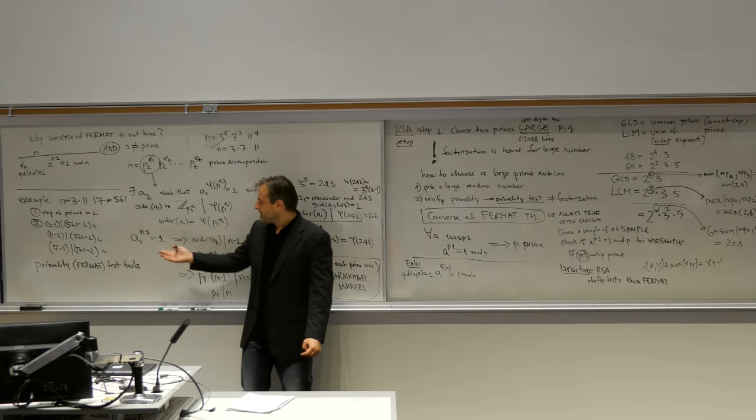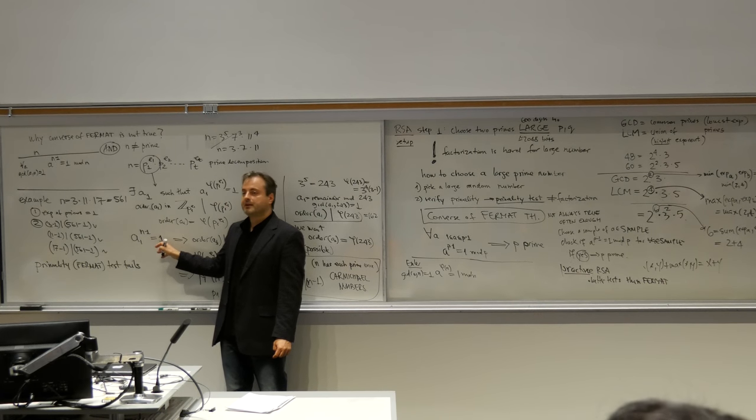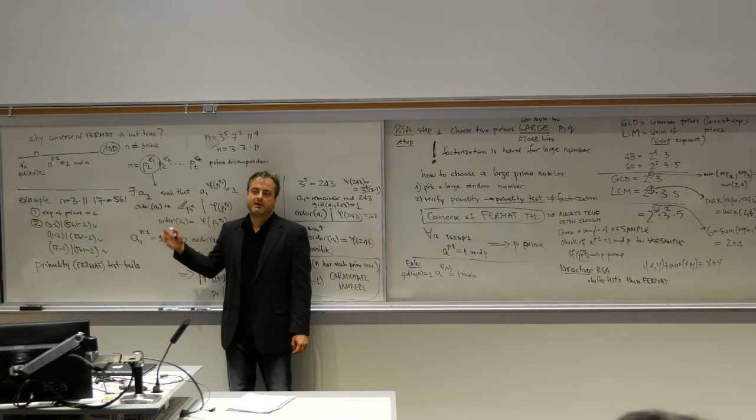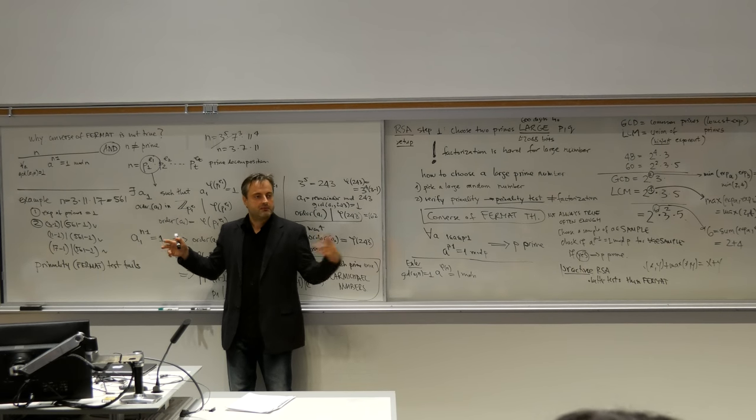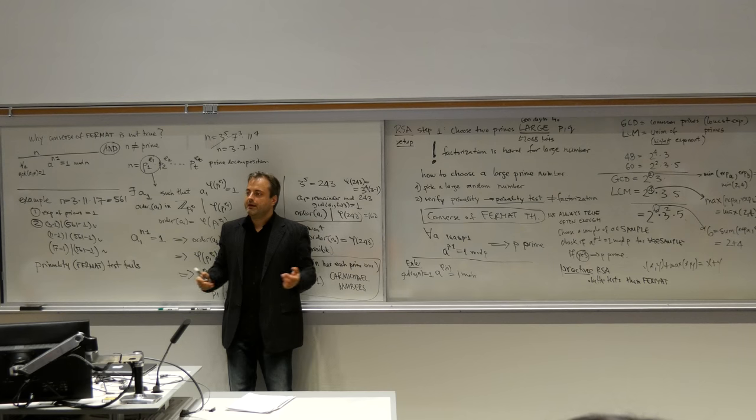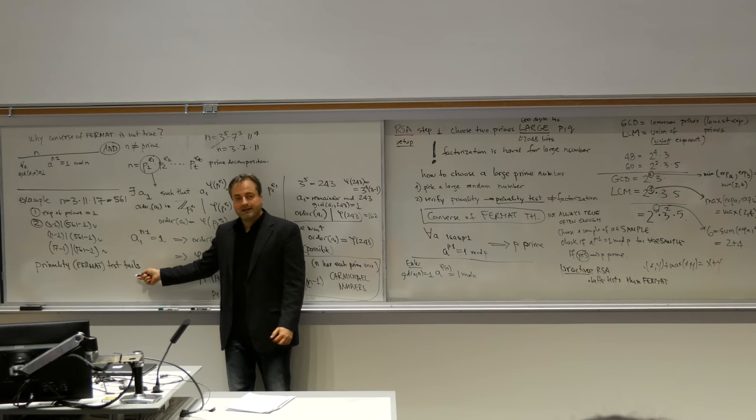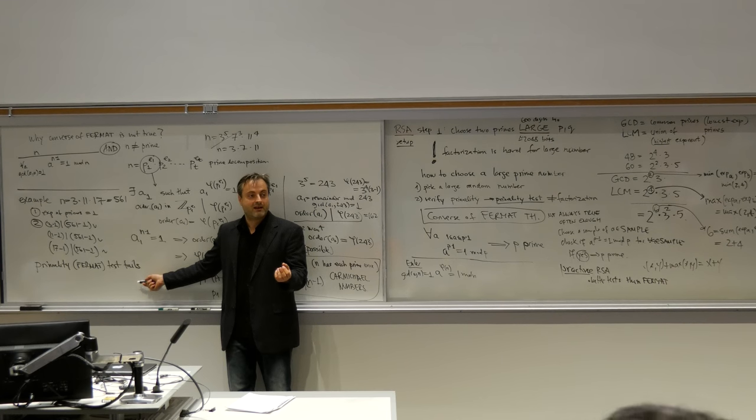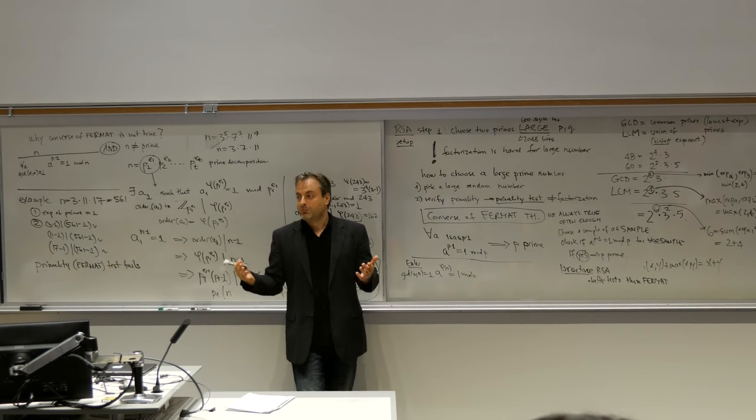Much more often, the primality test would fail because I don't get the one here, and I abandon that number. I say, okay, I chose a number that's not prime. Let's choose another one and another one. And actually, this is not a big problem at all for primality because they're so rare, these Carmichael numbers, 1 in 100 trillion, nobody's worried about that.